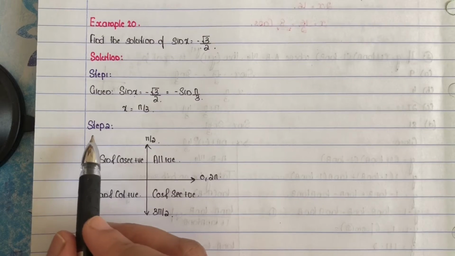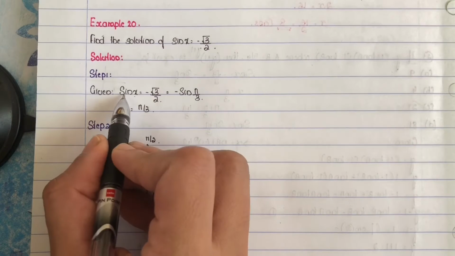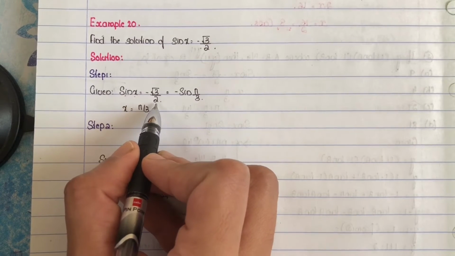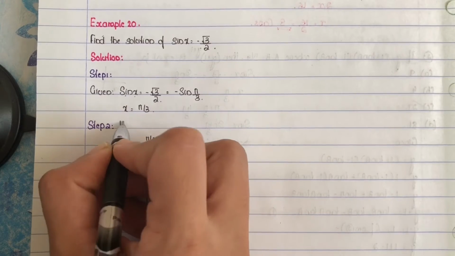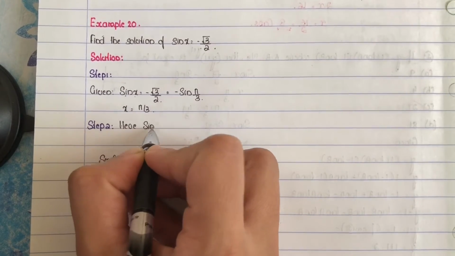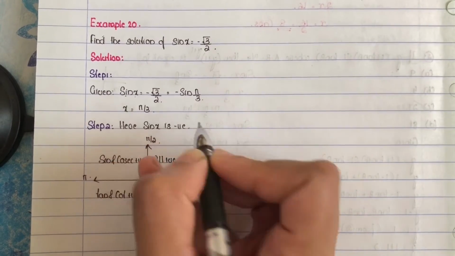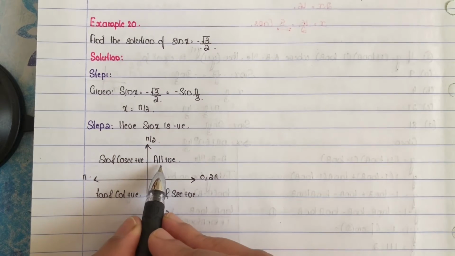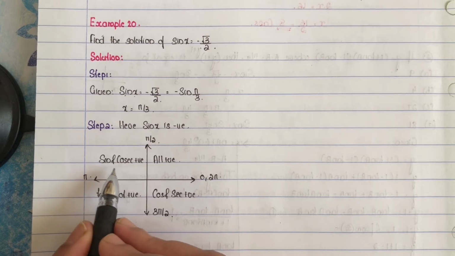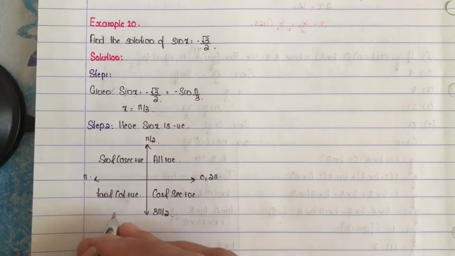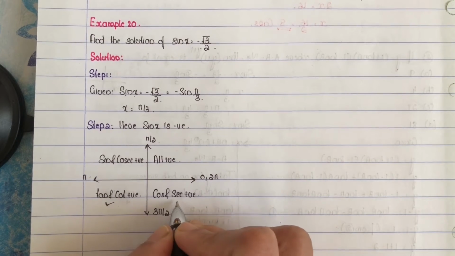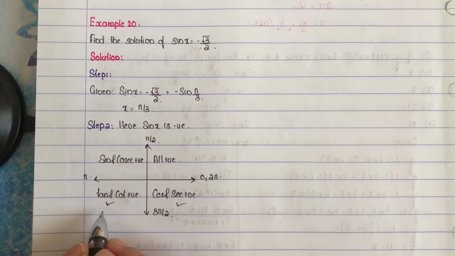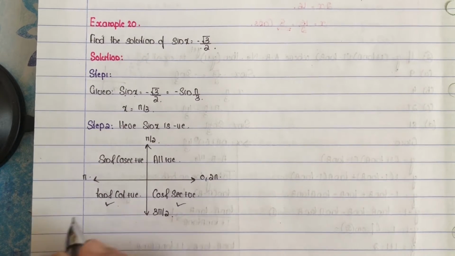Next is step 2, find out the angle. Given sin x equal to minus root 3 by 2, that is sin x is negative. Next, in which quadrant is sin x negative? In the first quadrant, all are positive. In the second quadrant, sin and cosec are positive. In the third quadrant, sin is negative, and likewise in the fourth quadrant it is negative. When finding the solution, consider the smallest value. Okay, so consider the third quadrant.